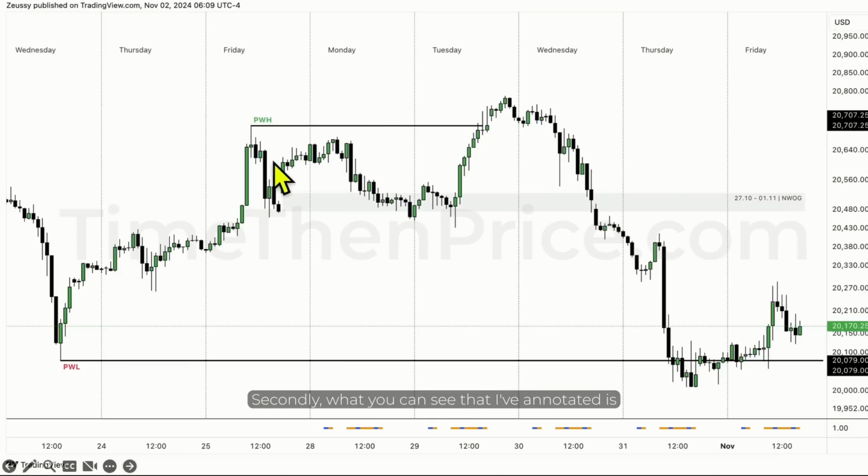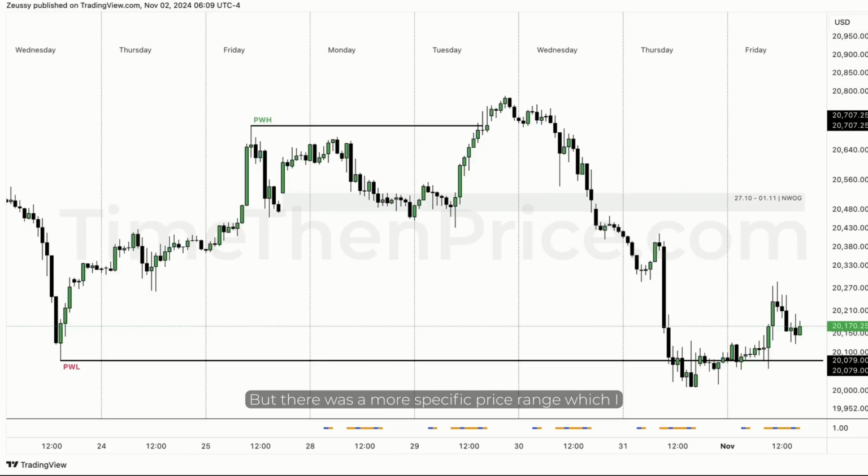Secondly, what you can see that I've annotated is the new week opening gap. The new week opening gap is the difference between the Friday close and the Sunday open. The reason why I'm paying attention to this gap right here is because it gives me an underlying idea for the order flow for this current week. As long as we do not displace below it, I'm anticipating higher prices. That was my analysis for the past week.